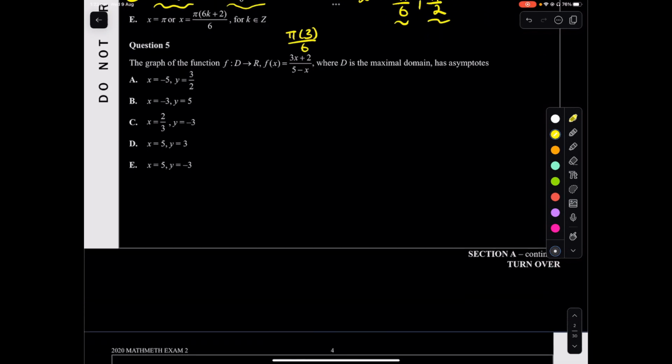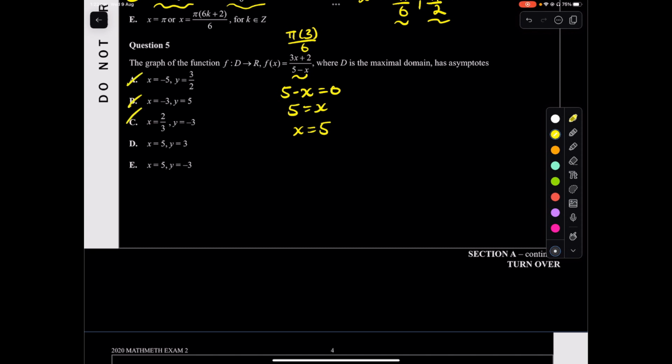The graph of the function, where D is your maximal domain, has asymptotes at where? So to find your x asymptote, what we're going to do is just solve the denominator. So 5 minus x equals 0. Therefore, 5 equals x. So x equals 5. Okay, x equals 5. Okay, this one's wrong, wrong, wrong.